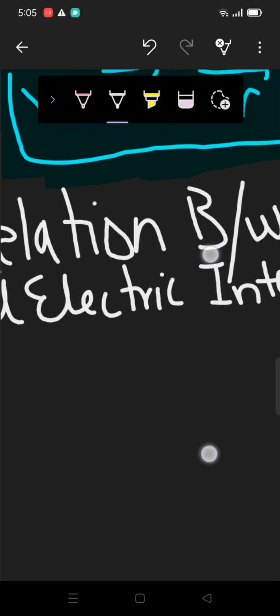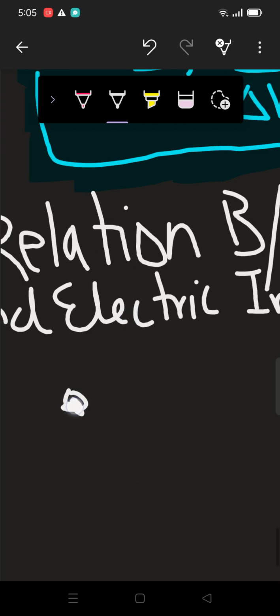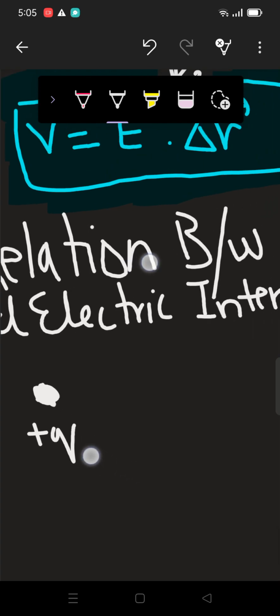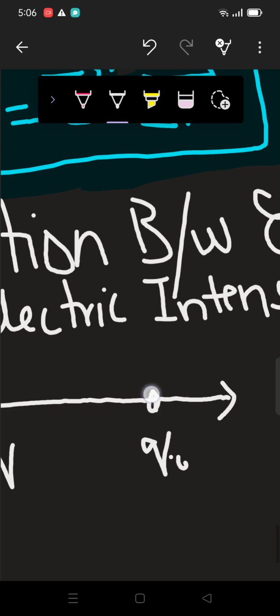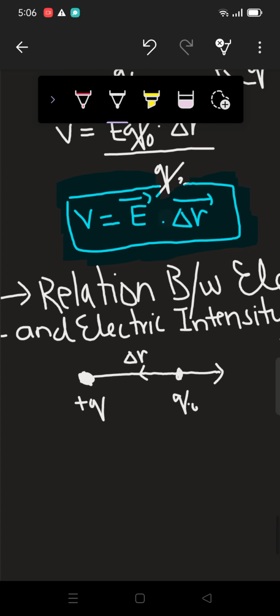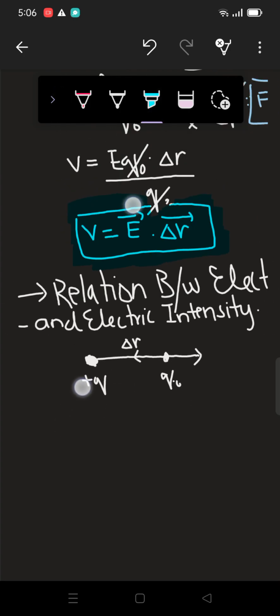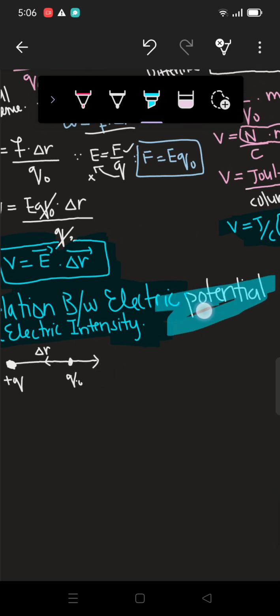Now suppose here I have a charge, right? I have a charge here. This is, you can say, a point charge or source charge. Here I have another charge as well, and that is q naught, of course, the test charge, or you can say unit positive charge. And here we have displacement. Let me highlight this first. Topic we have: relation between the electric potential and the electric intensity.